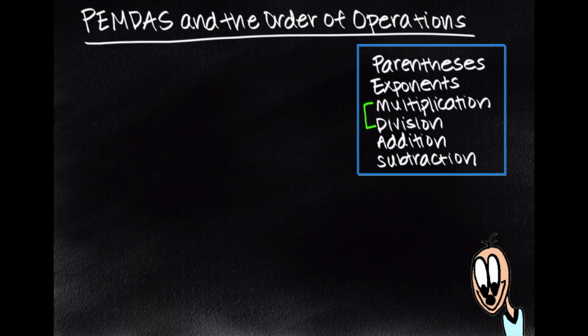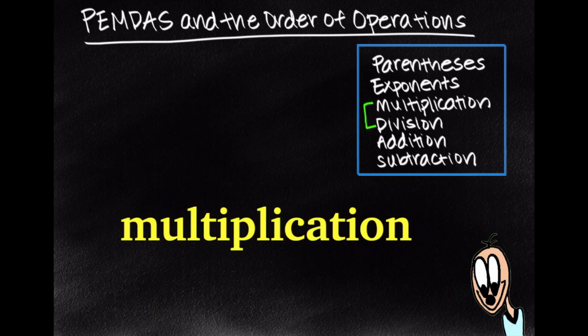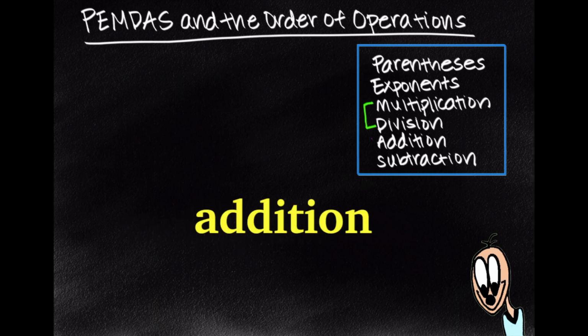Note that multiplication does not necessarily have to come before division. They're technically at the same level, so it doesn't matter if you do multiplication first or division first. The same goes for addition and subtraction.